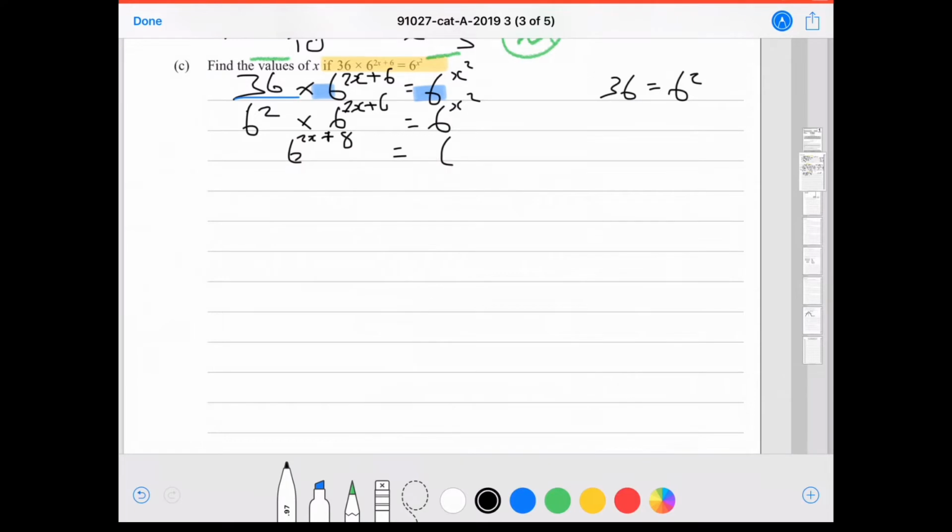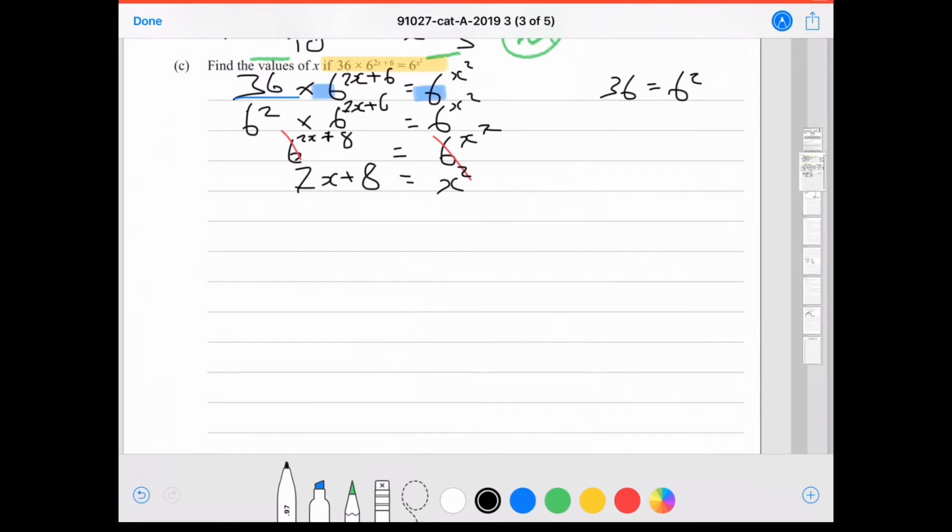And this equals 6 to the power of x squared. And now another power rule comes into play here. When you've got the same base and they equal each other, we can actually cancel out these bases, guys, because we can say that the powers also equal each other. So we've got 2x plus 8 equals x squared.